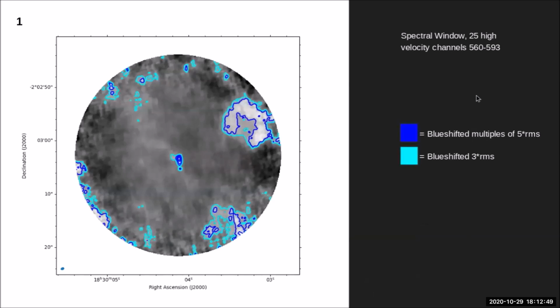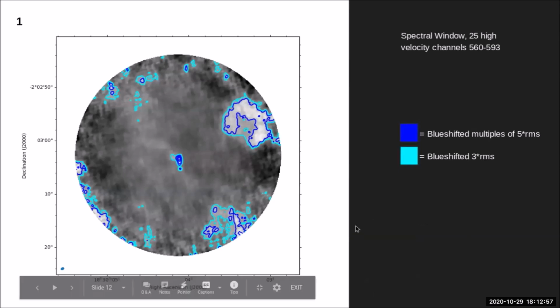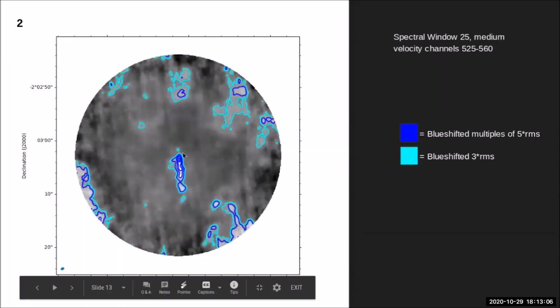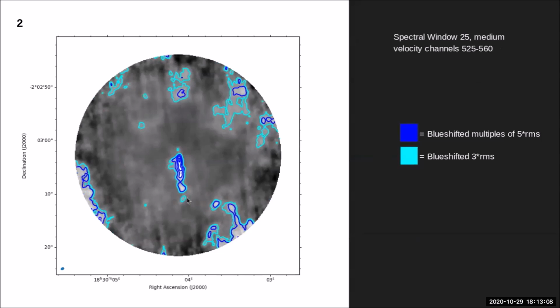So here we have the very first one. This is low emission and very centralized, which makes sense because this is the high velocity map. So there isn't much emission, especially out in the further regions. And then as we go, you can see more of the outflow forming.